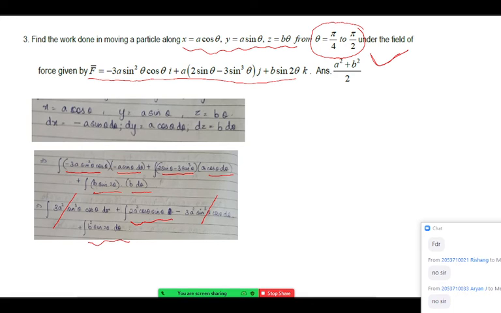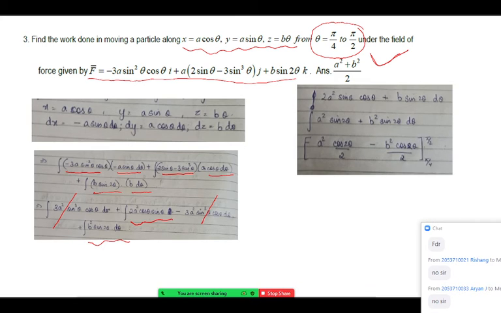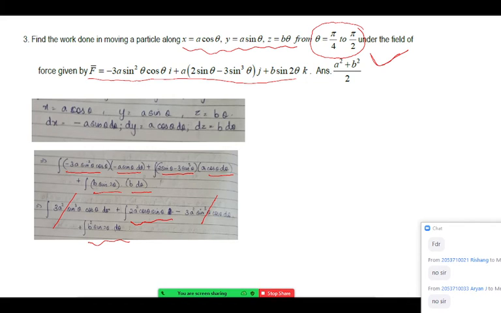But this 2 sine theta cos theta is also sine 2 theta. So the integral of a square sine 2 theta plus the integral of b square sine 2 theta. So sine 2 theta can be taken common. So, the next step: I will write here what integral we are left with. So the work done is the integral of a square plus b square times sine 2 theta d theta, or sine theta cos theta d theta, and the limits are pi by 4 to pi by 2.